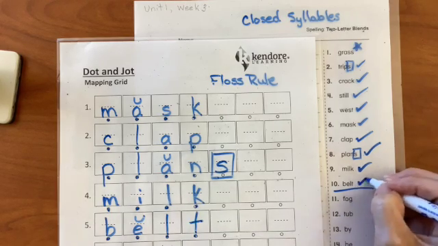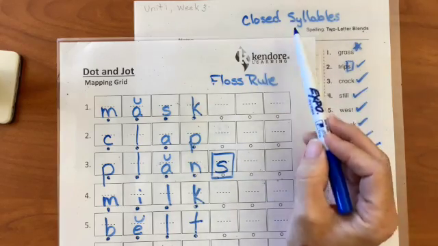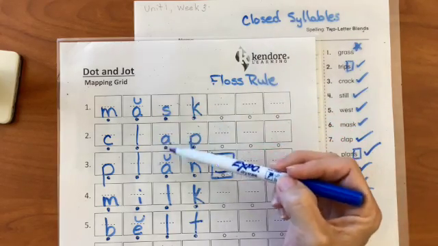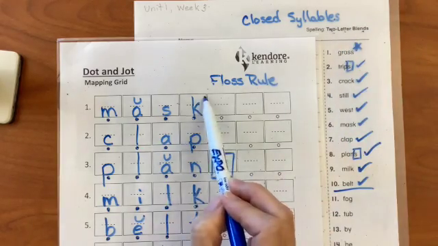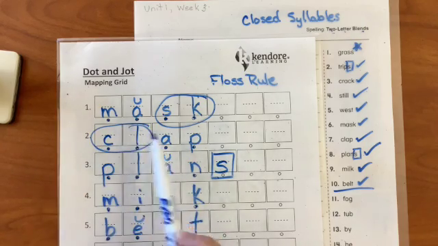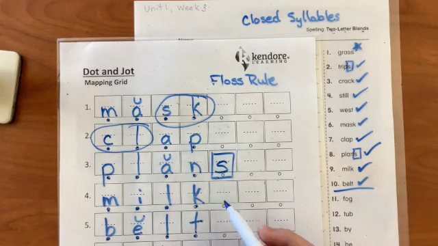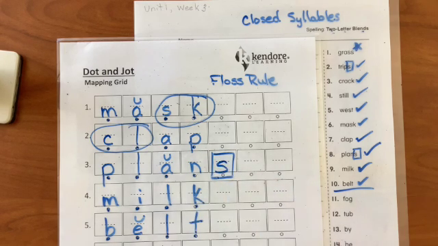Okay, so there you have it. That is how to encode closed syllables. These were all short vowels. All the closed syllables with two-letter blends. We saw them at the end of a word, and we saw the blends at the beginning of words. And we made sure that we put a box around the suffix.